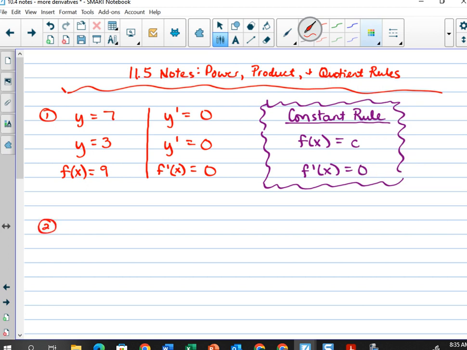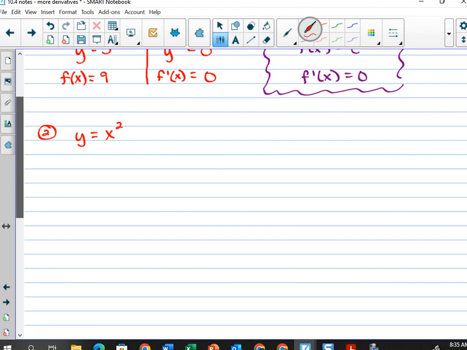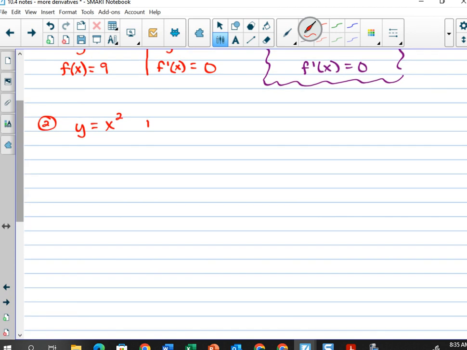All right, let's try again. Let me write all of these and then we'll see if you guys can find the rule. So if I start with y equals x squared, y prime is 2x. Y equals x cubed, y prime is 3x squared. Let me write them all, you'll see it.